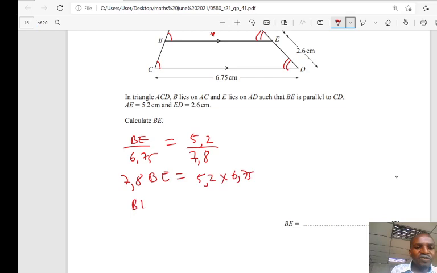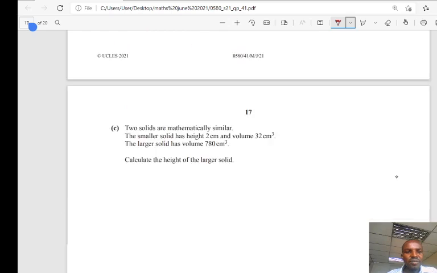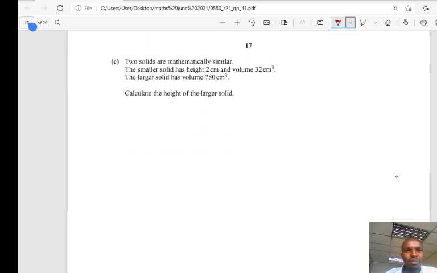Then BE, you can divide by 7.8 both sides. BE is 5.2 times 6.75 over 7.8. Then you can find your calculator. 5.2 times 6.75 divided by 7.8, you get 4.5. That's 4.5. 4.5 centimeters. Done.